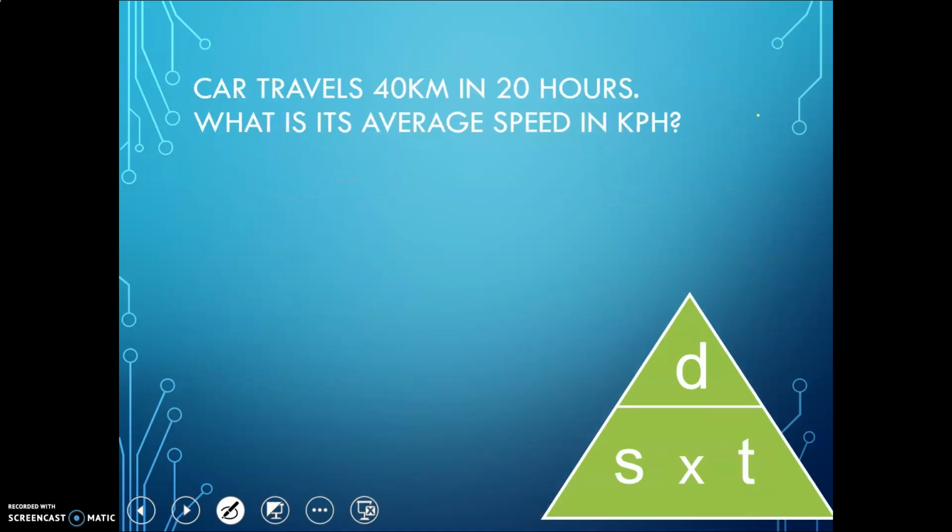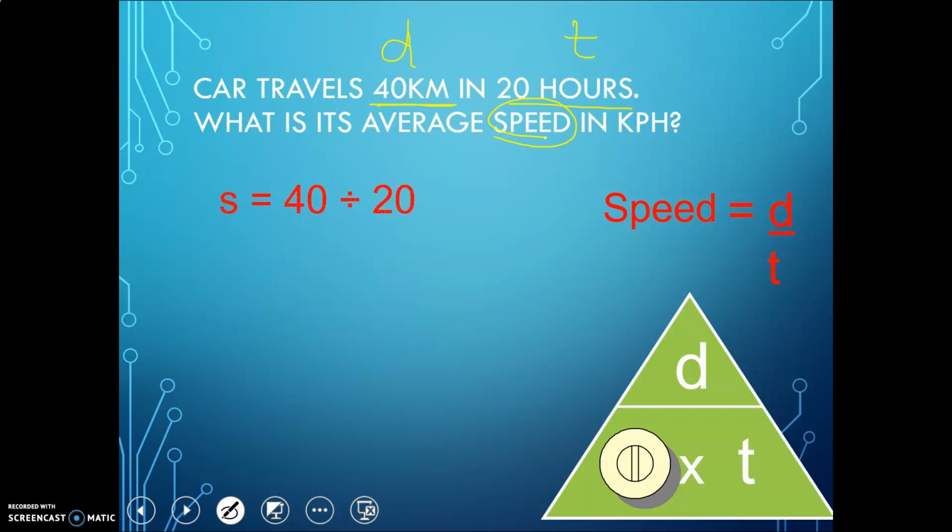All right, a car travels 40 kilometers. So 40 kilometers would be a distance. In 20 hours. 20 hours would be a time. What is the average speed in kilometers per hour? Well, we're looking for speed, so we're going to cover up speed in our triangle. That means that to find speed, we have to do distance divided by time. So once we do distance of 40 divided by a time of 20, we should get 2 kilometers per hour.